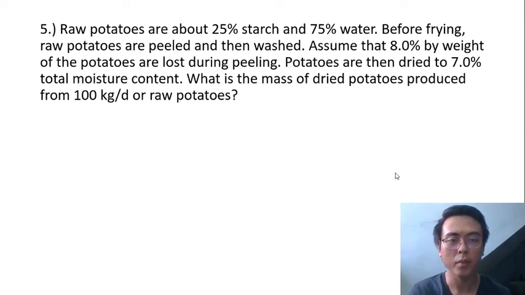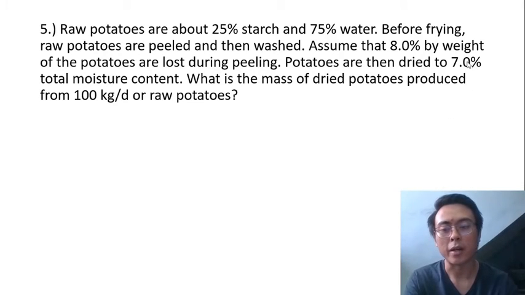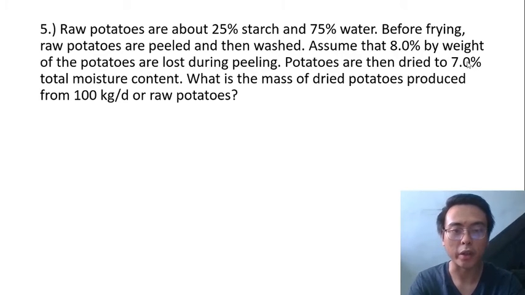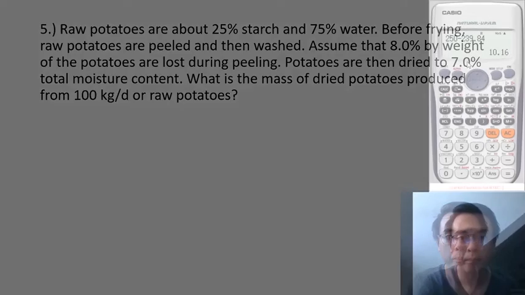Okay. So this problem potentially can be a multiple unit problem, but we will not do it as a multiple unit problem. Obviously, the unit process involved here is a dryer because we are drying the potatoes prior to frying. But we also need to peel the potatoes wherein 8% of the total weight will be removed. So we will already be factoring that out so that we can avoid the use of multiple units. Okay? Okay, let's see the diagram.